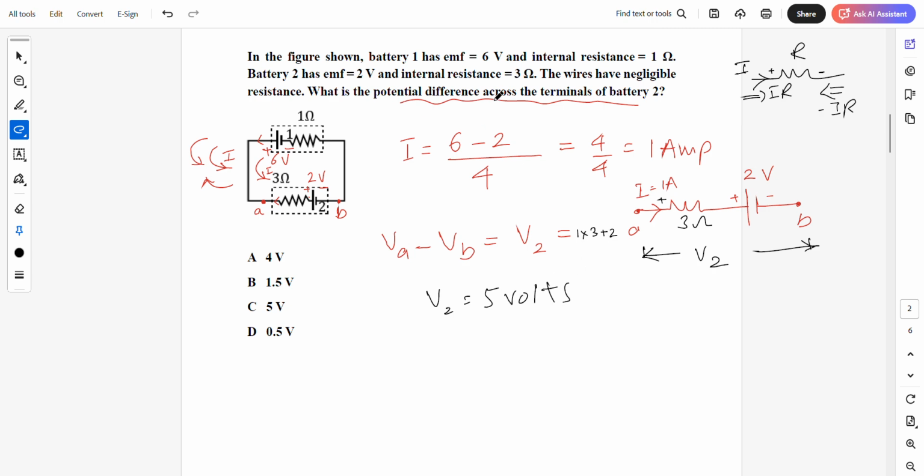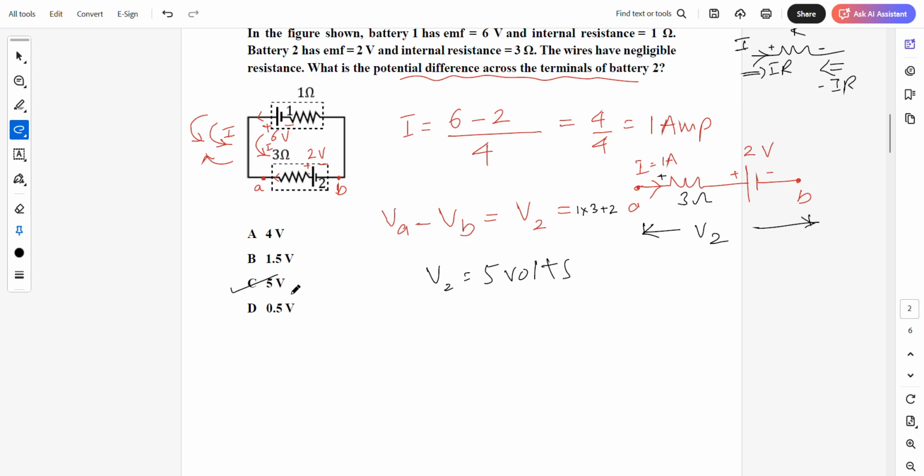Terminal potential difference across terminals of battery 2 is how much? 5 volts. Hope you understood. This is a very easy sum. Now come to the next problem.